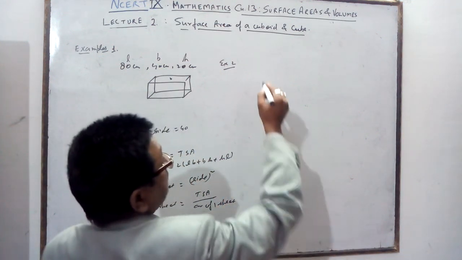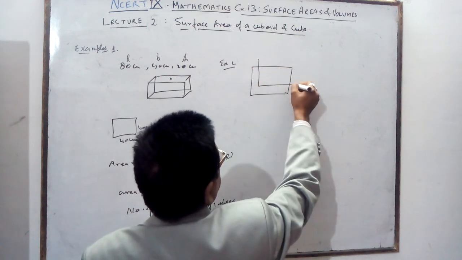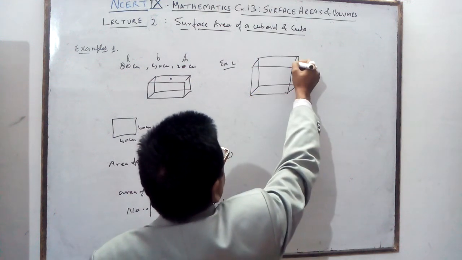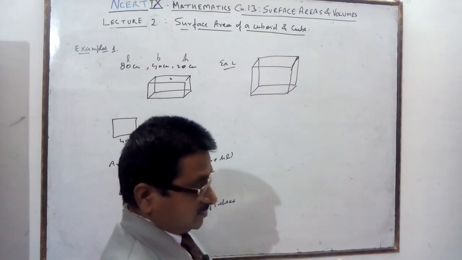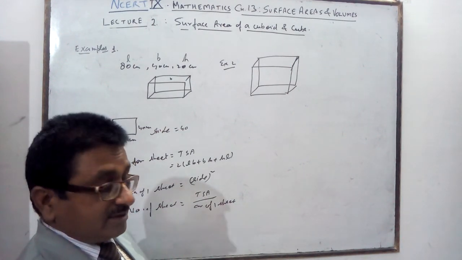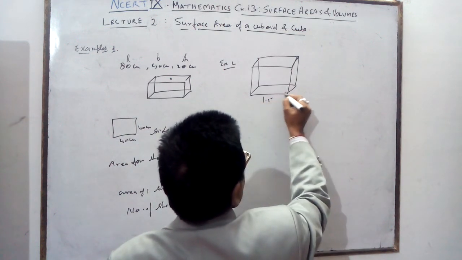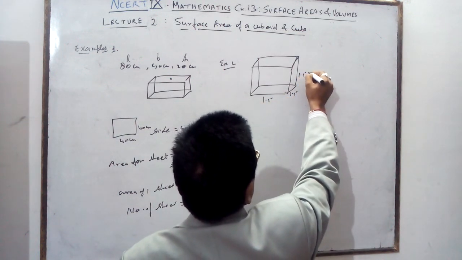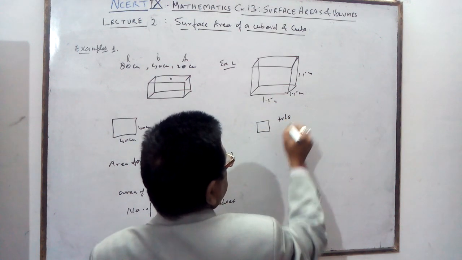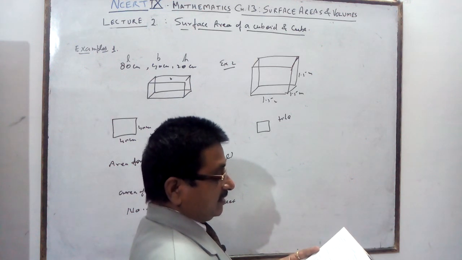In example number 2, there is a water tank which is cubical. Tank size is given as cubical. Hamid has built a cubical tank on the roof. Cubical tank means all the sides are equal, 1.5 meter each, all in meters. And he wants to put a tile. The tile is a square shape. He covers the outer surface of the tank with tiles.